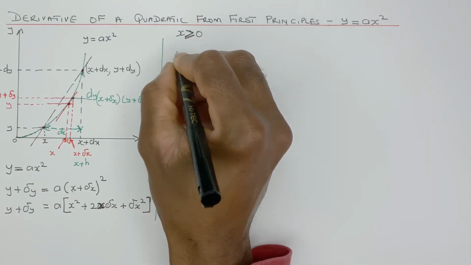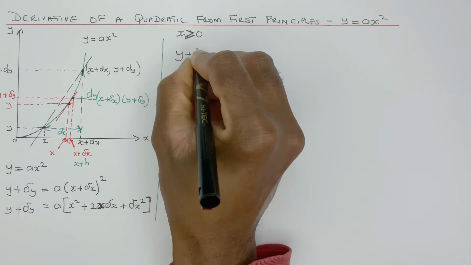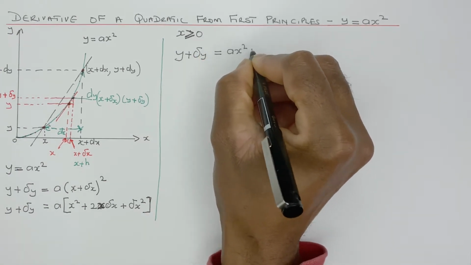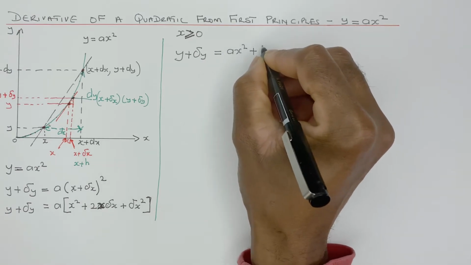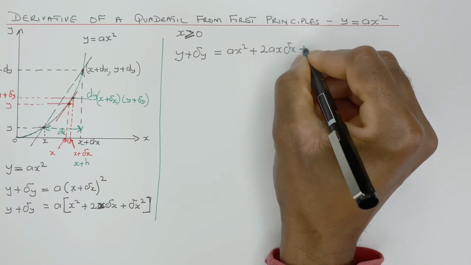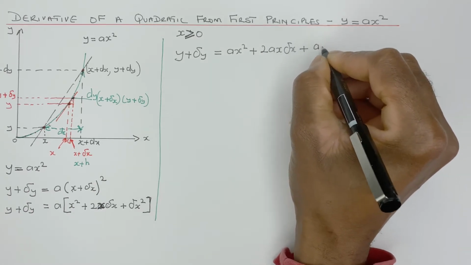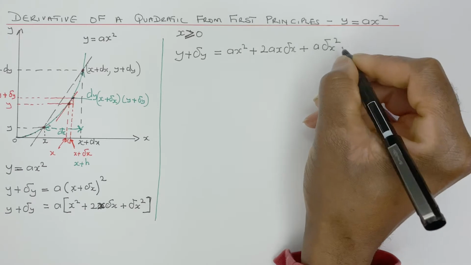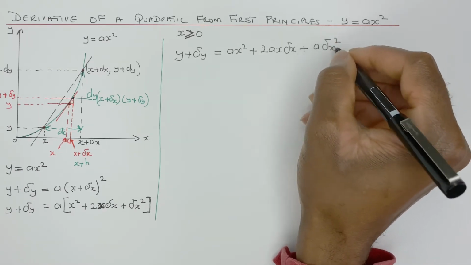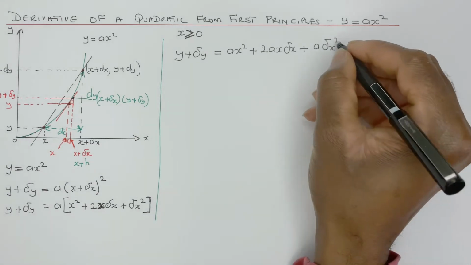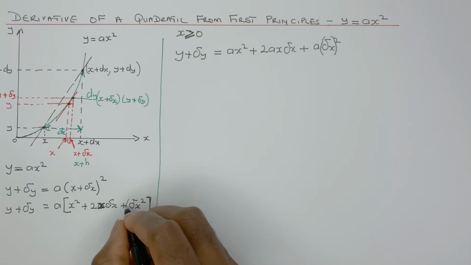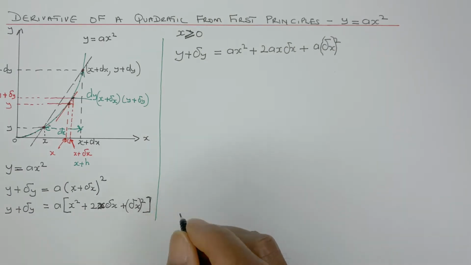So y plus delta y equals ax squared plus 2ax delta x plus a delta x squared. That squared is for delta x squared. So let me just put a bracket there, and that's what that meant. And the squared here is for delta x.